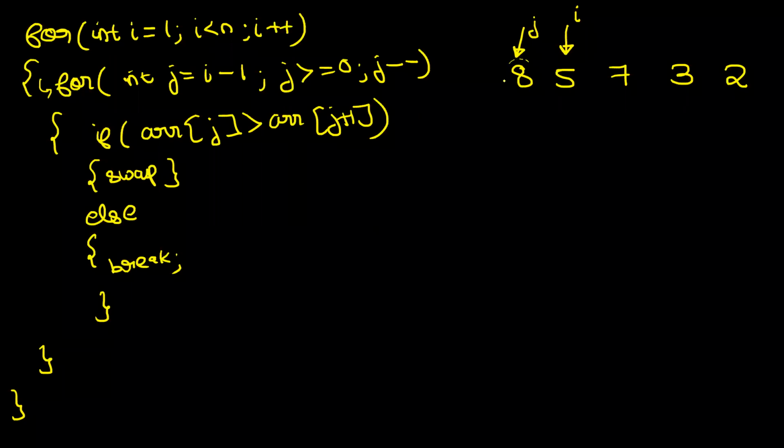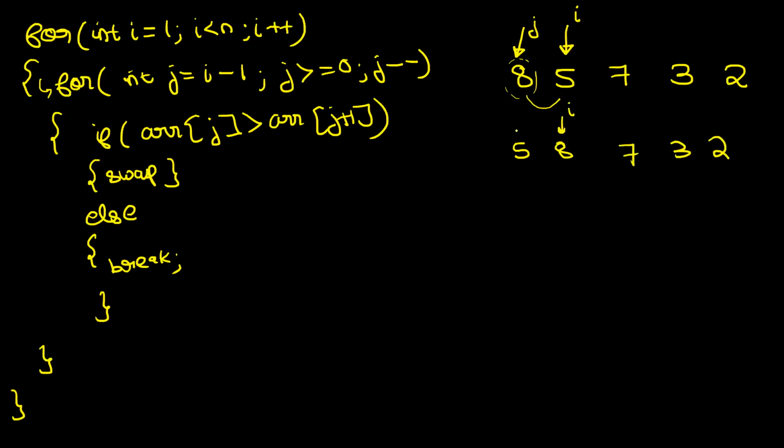So what do I check? Is ARR of j, 8, greater than 5? See, j plus 1 is i only. Is 8 greater than 5? Yes, 8 is greater than 5. So what will I do? I will swap ARR of j with ARR of j plus 1. So what happens? 5 comes here, 8 comes here. i is still here.